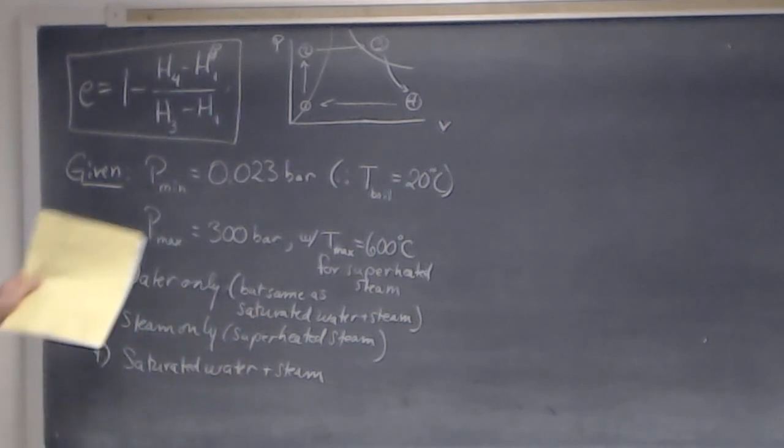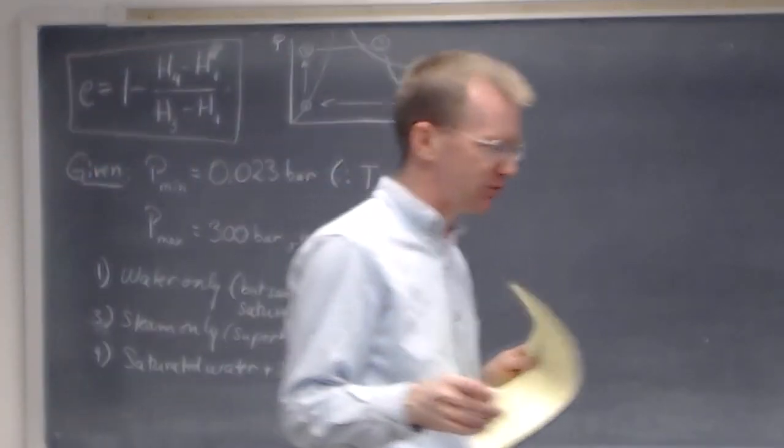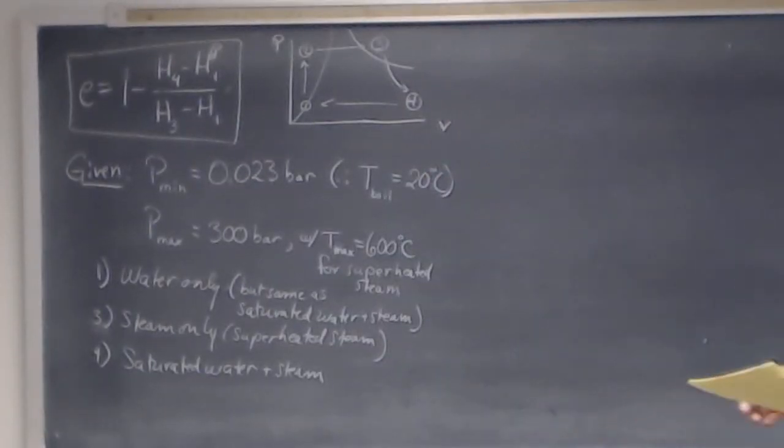Knowing these conditions tells us which table we're going to look in. We've got two tables: a saturated water and steam table, and a superheated steam table. These are given in the book on page 136. 136 it is. Okay.